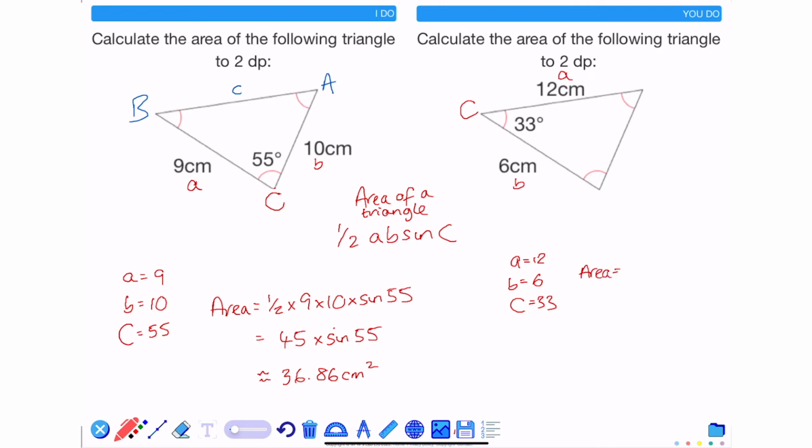So the area will equal a half times 12 times 6 times the sine of 33. A half of 12 is 6, and 6 times 6 is 36. Grabbing a calculator, typing this in, and clicking equals, and rounding the answer to two decimal places gives 19.61 centimetres squared.